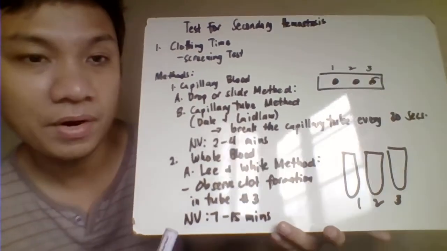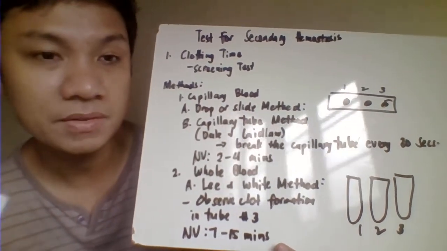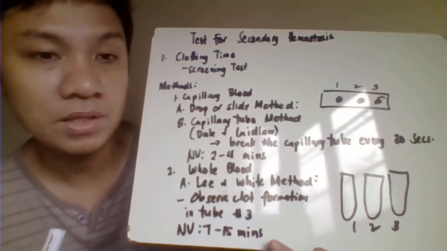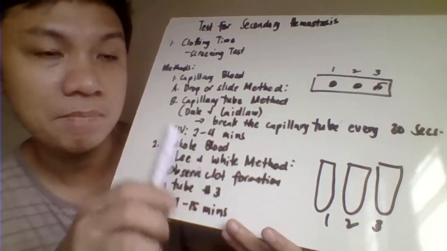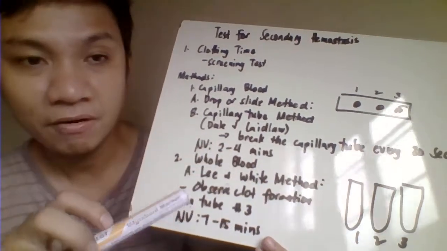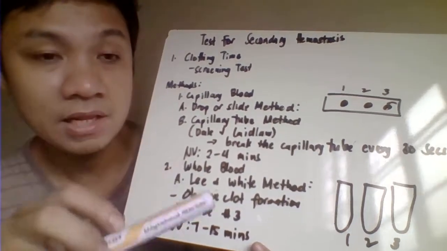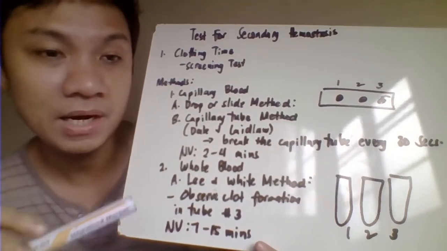Another one, we have your capillary tube method. The procedure for that is just to collect your blood by skin puncture and then put that in your capillary tube. Every 30 seconds, you need to break your capillary tube until you're able to find your fibrin clot. Until you form the fibrin clot, that becomes your clotting time.